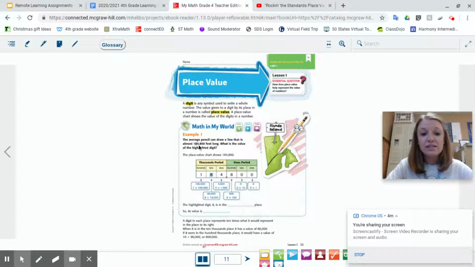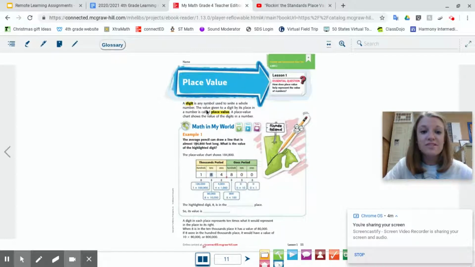So if I look at this number as a whole here, it's read as 184,800. When I look at that number, each spot has a digit in it. So it has two 0 digits, two 8 digits, one 4 digit, and one 1 digit. And so each number within a number as a whole is called a digit. So that's very important for us to understand. And we call it a symbol so that we're not saying a number in a number. It's a symbol used to represent a spot in our number.